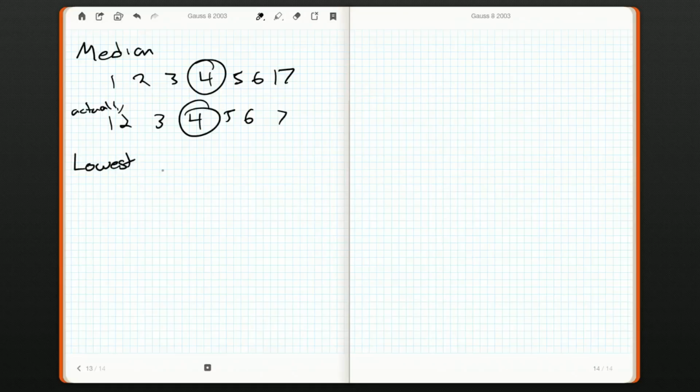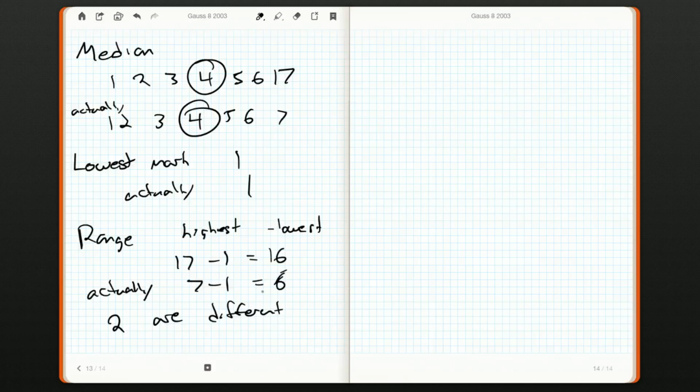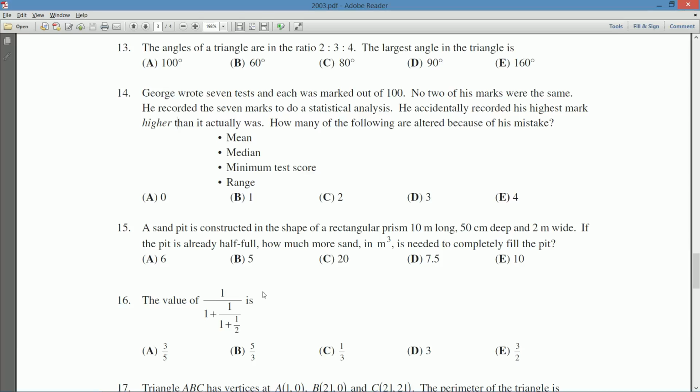The lowest or minimum mark is 1, and it's actually 1. We already mentioned that this happens. It's always going to be 1. Now how about the range? That's highest minus lowest, so he does 17 minus 1. That's what he thinks the range is. He thinks it's 16. But actually, it's 7 minus 1, 6. So the range is different, depending on which way he recorded his highest mark. So 2 of these values are different. And that was an answer of, I think it's in the middle, it's C.